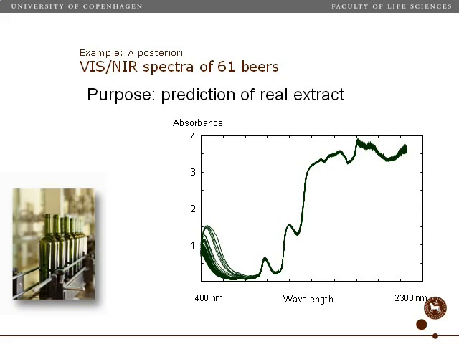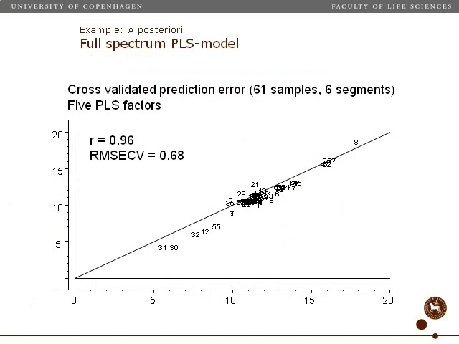So let's have a look again at the beer data. You try to build a PLS model trying to predict the real extract, and let's have a look at how a model of real extract will typically look. Here's an example of predictions using the whole spectral range, and these are the cross-validated predictions. We have a correlation of 0.96, and we have an estimated average error of about 0.7, which is fairly good given the range of extract from 5 to 18, so we have a fairly low prediction error.